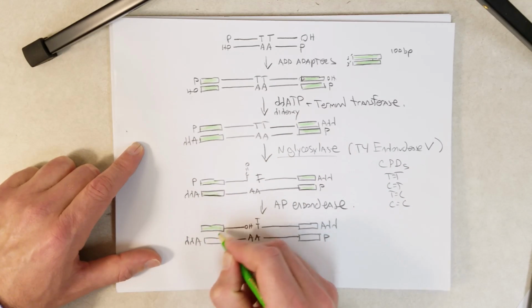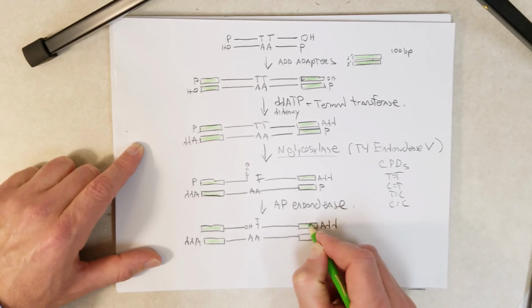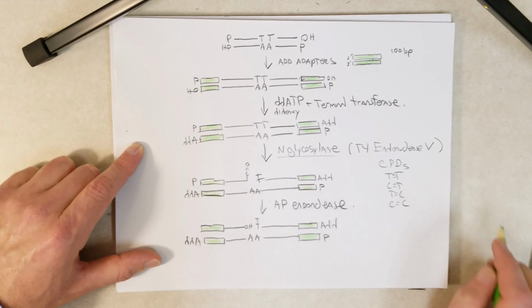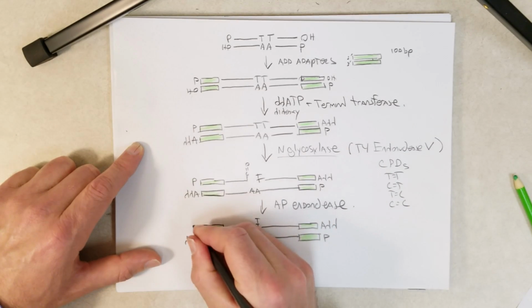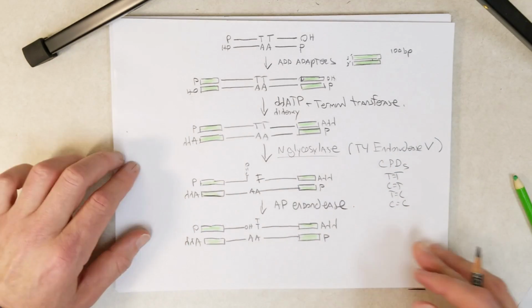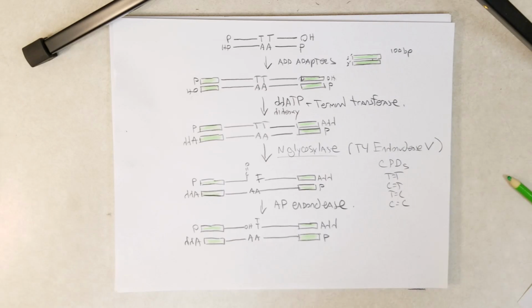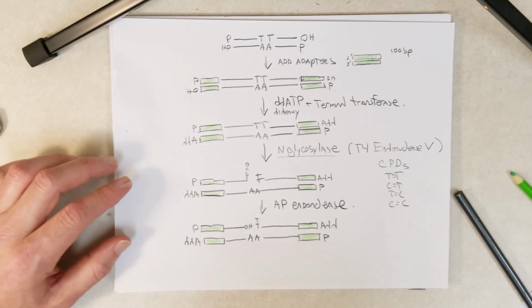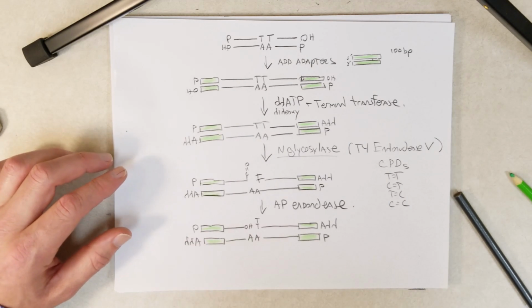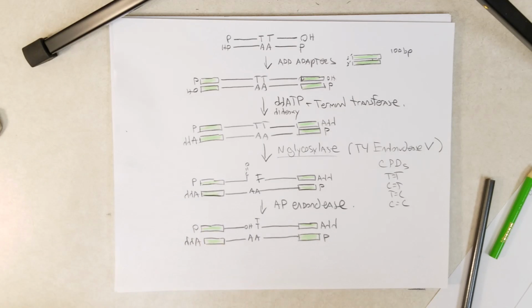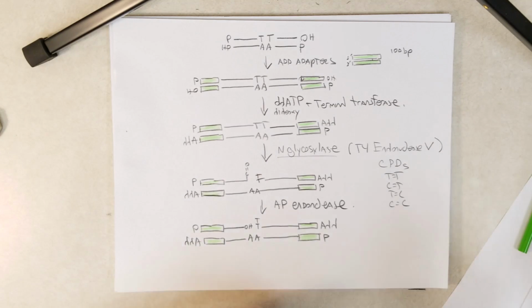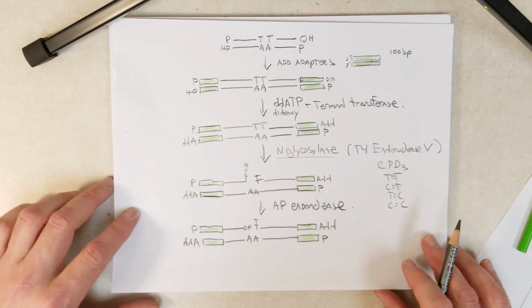And why not color those in? You know, if you have no clue what's going on right now, you can at least enjoy the pretty colors. So, okay, now at this point, we're almost ready to figure out where all the CPDs are in the genome.